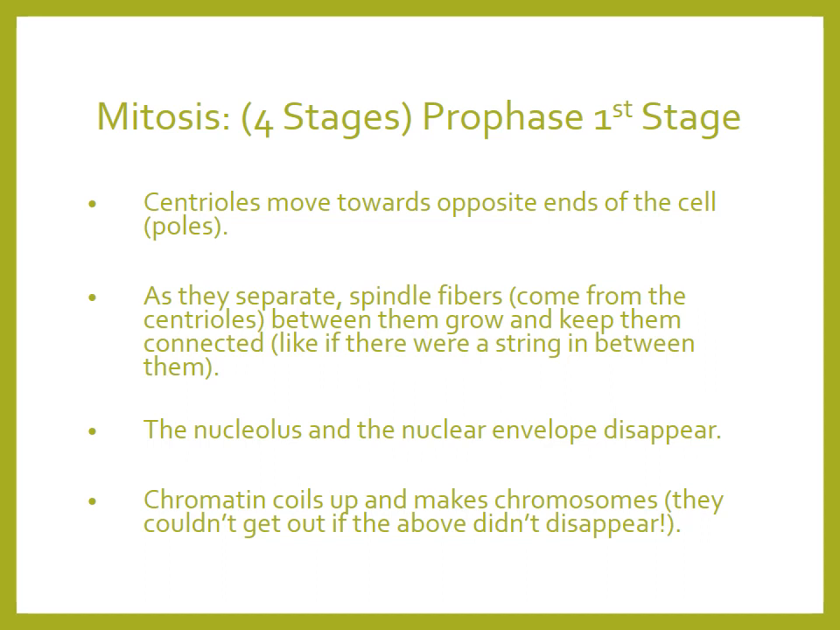This is where the centrioles move towards opposite ends of the cell, which the cell is shaped sort of like the Earth. So we're going to refer to opposite ends as poles, just like the North and South Pole of Earth. As they separate, spindle fibers, which come from the centrioles, these are kind of like spider webs coming out of Spider-Man's hand. These spindle fibers between them grow and keep them connected, sort of like if there were a string between them. The nucleolus and the nuclear envelope disappear, and then the chromatin coils up and makes chromosomes. They couldn't get out if the nucleolus and the nuclear envelope didn't disappear.